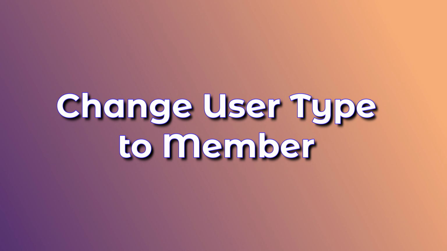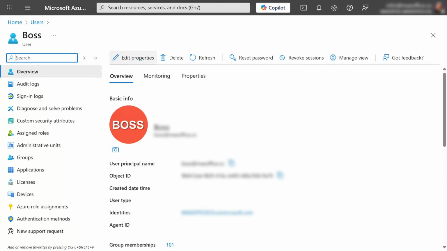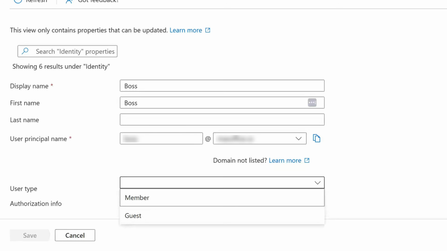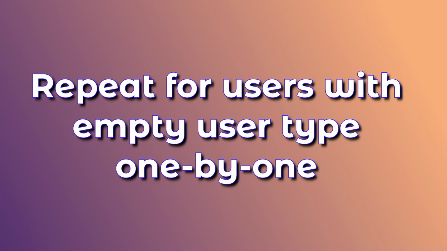Now that you have identified the users, we have to do this one by one if you want to do it through this menu structure. So click on each user, go to Edit Properties, scroll down, and you will see user type. Change it to member and then save. Do this for all the users you had filtered earlier. Once you do this, it'll take a little time to synchronize, and then onwards, the problem is solved.